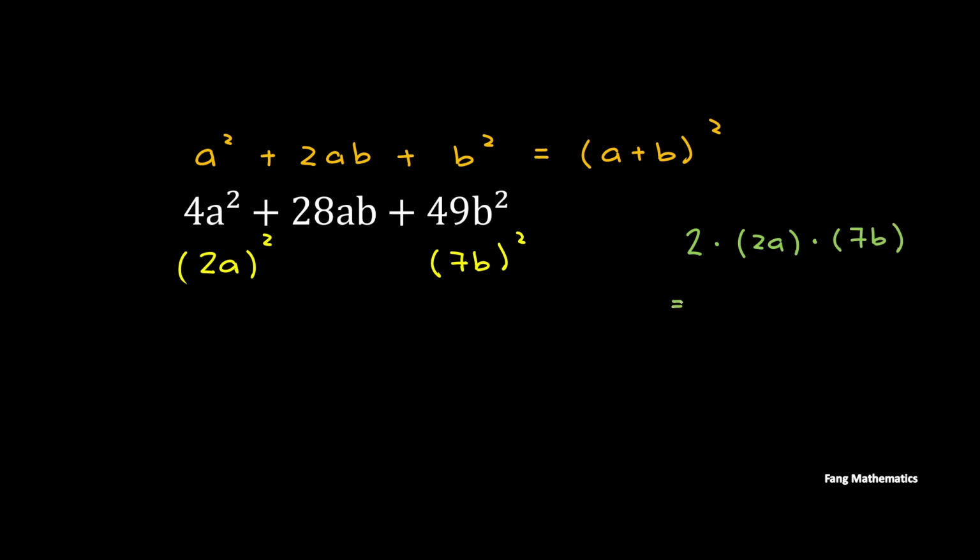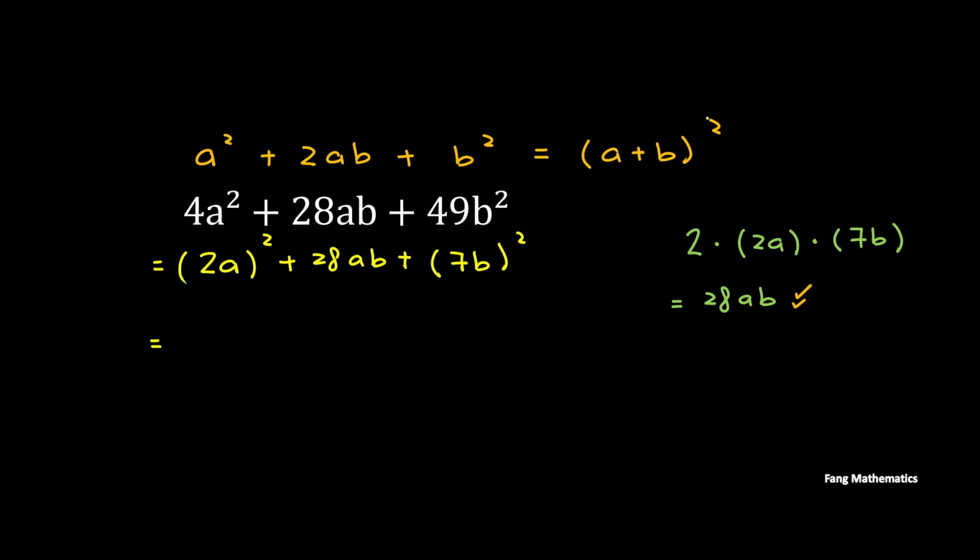So we are to find the answer. 2 times 2 gives you 4, times 7 gives you 28ab. If you are to match 28ab and 28ab, indeed they are the same term. So we found that this is in the form of perfect square. This 28ab is in the form of 2ab. We now can apply the shortcut method.